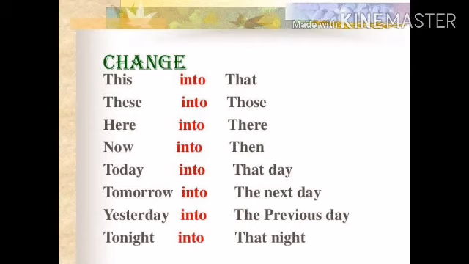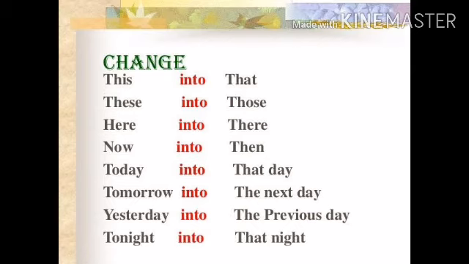Before doing narration, you have to know three kinds of changes. Number one, person change; two, tense change; and three, word change. These three rules you have to know at any cost. For knowing this, you have to write it down again and again. Then you will remember or memorize it.